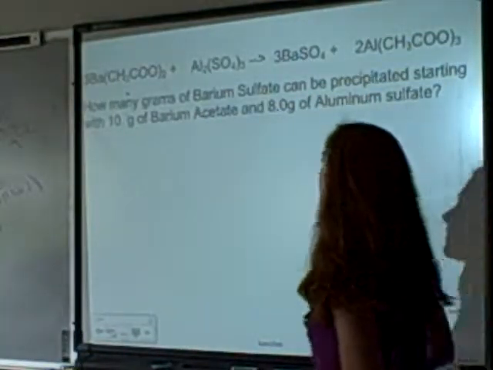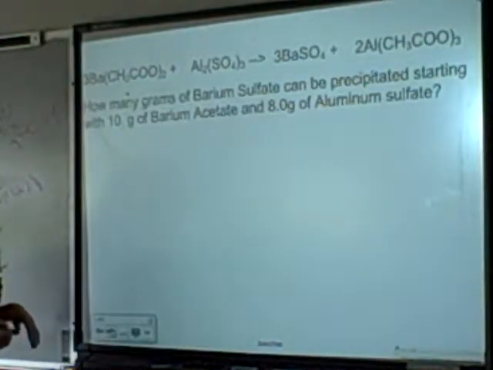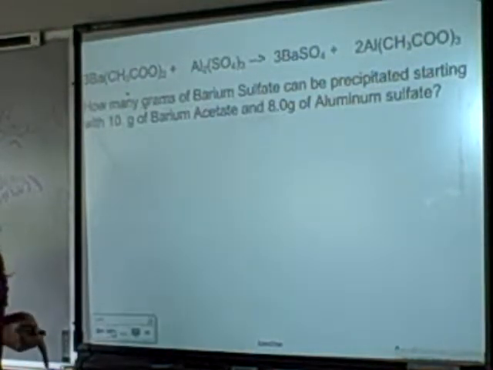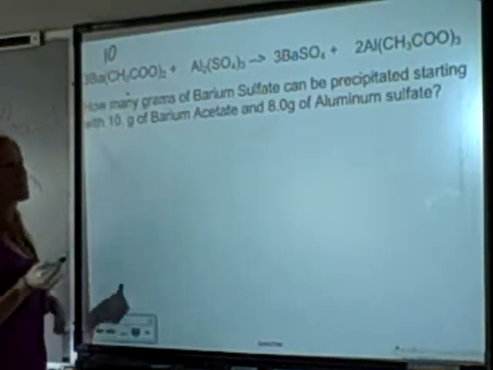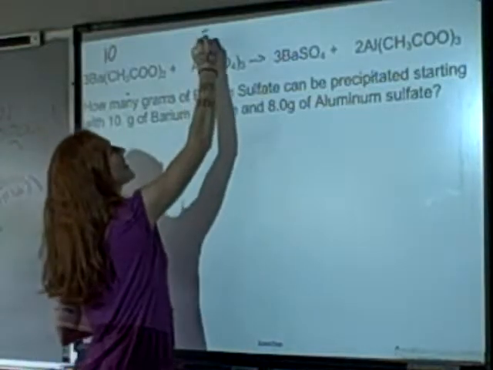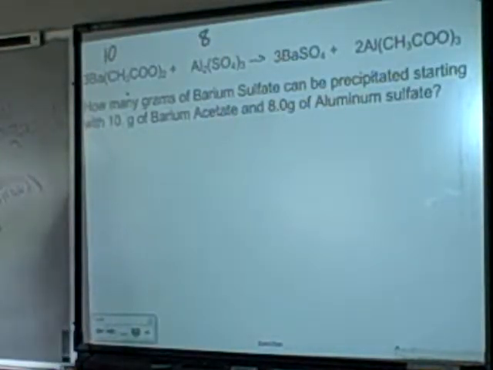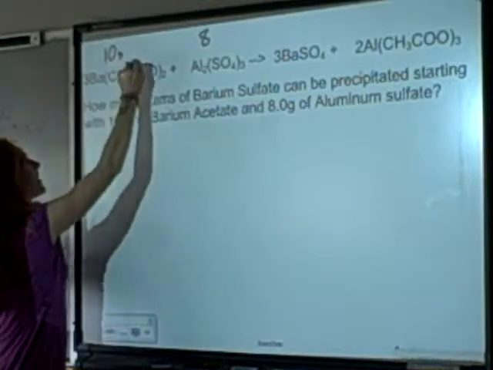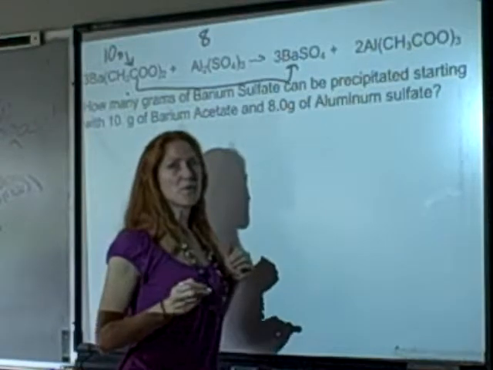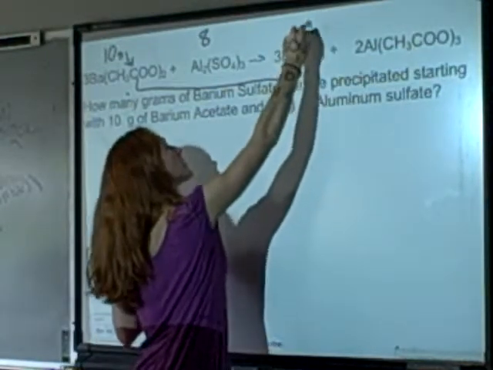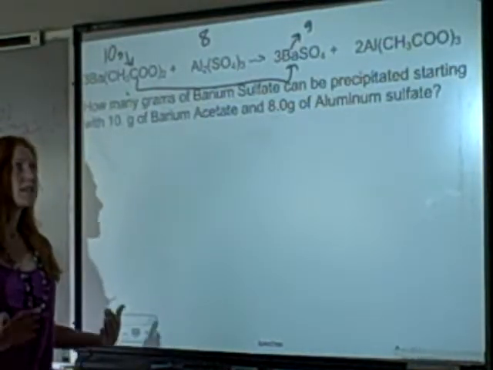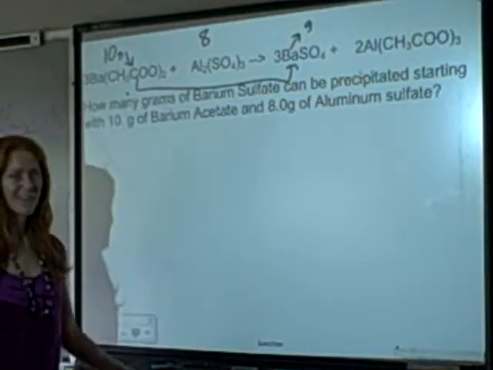So, let's see. In this problem, I have 10 grams of barium acetate, trying to see how much barium sulfate I can make. So, starting with the 10 grams, I'll see how much barium sulfate that makes. And starting with the 8 grams of aluminum sulfate, I'll see how much that makes. So I'm going to go from grams of barium acetate to moles of barium acetate, and then moles of barium acetate to moles of barium sulfate, and then moles to grams. And then I'll do the same thing, but starting with the aluminum sulfate, and whichever makes the less barium sulfate, that's going to be my limiting reactant.